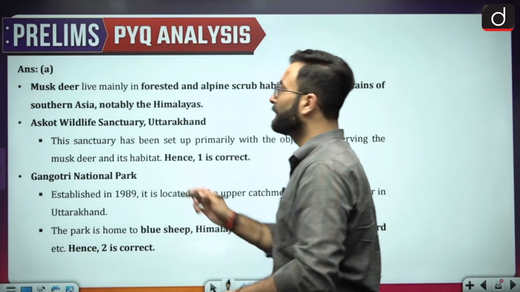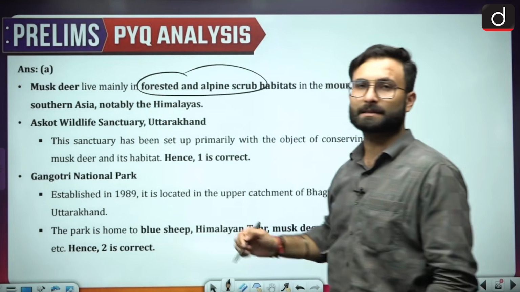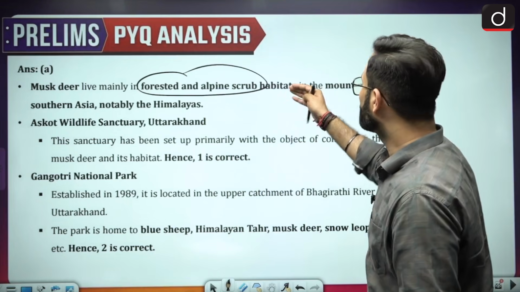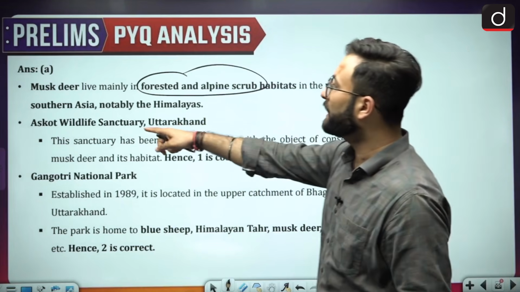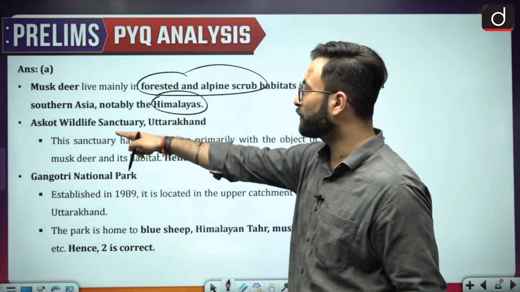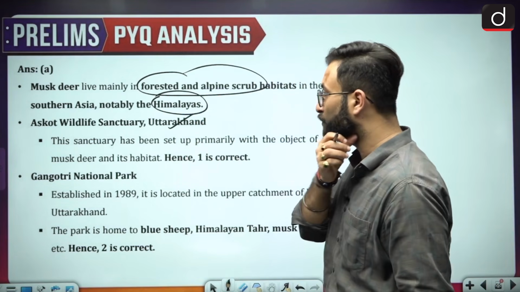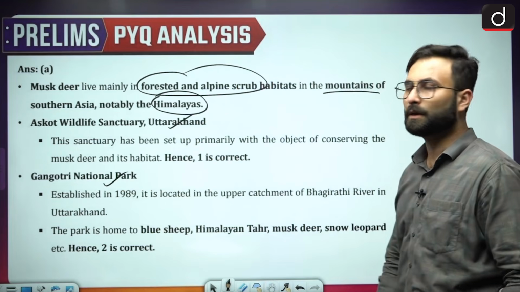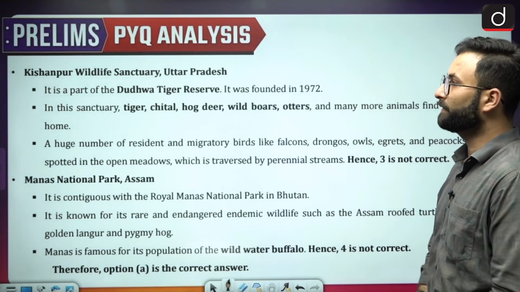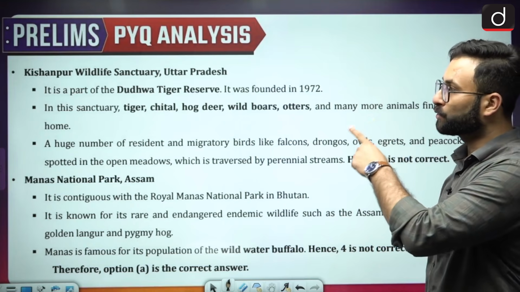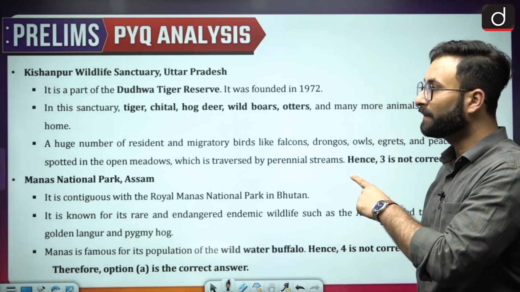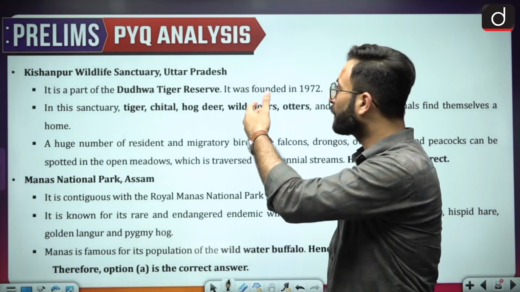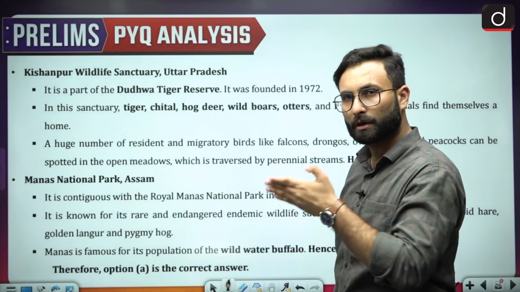So musk deer live mainly in the forested and the alpine areas. Alpine area, as I told you, mostly in the Himalayan areas you will be finding them. So that is their habitat, the mountains of southern Asia, and notably the Himalayas. HCoT Wildlife Sanctuary, we have told you that it is in Uttarakhand, and Gangotri will also be there in Uttarakhand. Coming to the next one, Kishanpur, that is there in Uttar Pradesh. This is part of your Dudhwa Tiger Reserve, and here mostly you will be finding cheetal, tiger, hog deer, wild boars, etc., and not the musk deer.